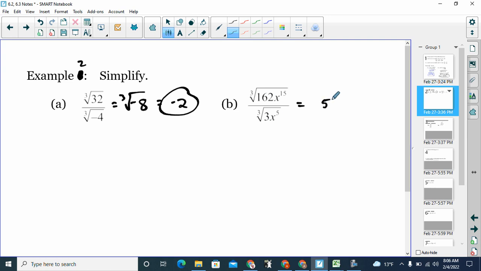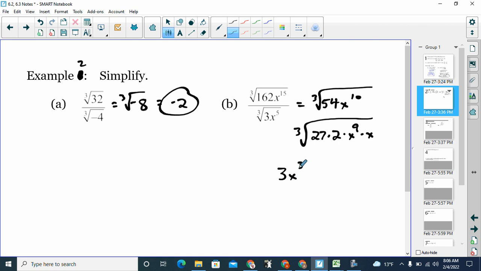Same thing on B, divide first and then simplify. 162 divided by 3 is 54. X to the 15th divided by x to the 5th is x to the 10th. 54 has a factor of 27. 10 divided by 3 doesn't come out even. I need to make part of it so it comes out even, and part of it doesn't. I get 3x cubed times the cube root of 2x.